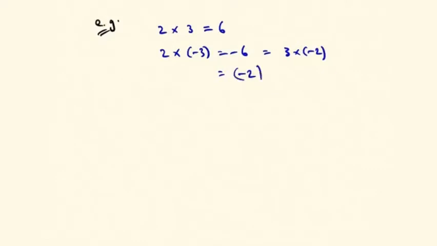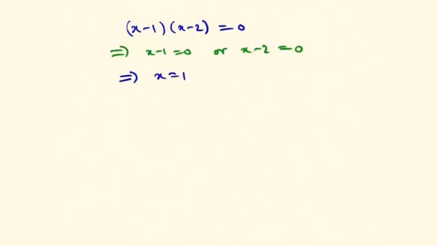For example, 2 times 3 is 6. 2 times minus 3, 2 lots of minus 3 is minus 6, and that's of course the same as 3 lots of minus 2, and that's the same as minus 2 times 3. If you introduce another minus, say you take minus 2 lots of minus 3, you don't get minus 6, you get plus 6. The product of two negative numbers is a positive number.